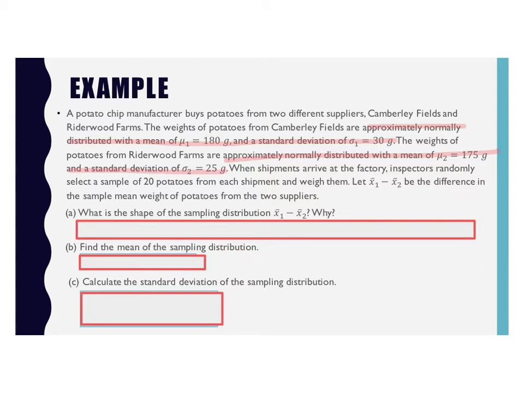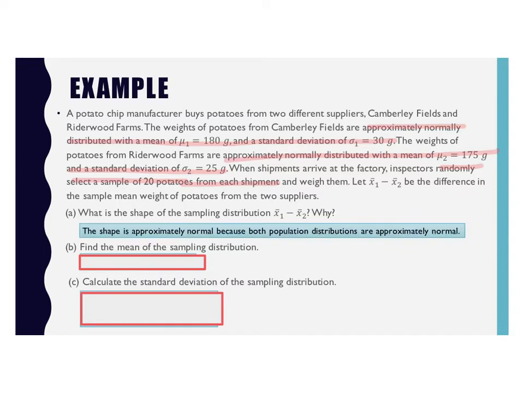When shipments arrive at the factory, inspectors randomly select a sample of 20 potatoes from each shipment and weigh them. Let x bar 1 minus x bar 2 be the difference in the sample mean weight of the potatoes from the 2 suppliers. What is the shape of the sampling distribution of x bar sub 1 minus x bar sub 2? Because our question already states that both farms are approximately normal, that's what we're going to say.